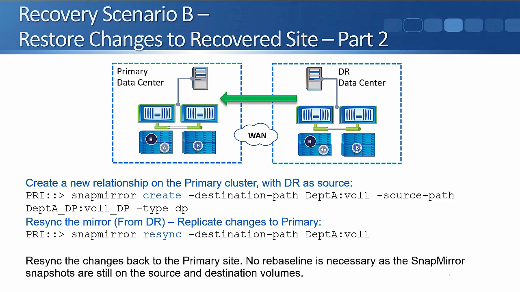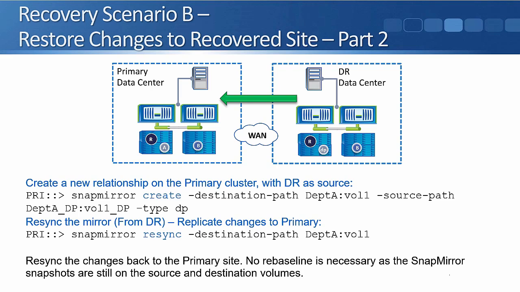Then, if we were doing the initial setup, the next command would be a SnapMirror initialize, and that does the initial baseline transfer. But we don't need to do that here because we've still got the snapshots on the primary and the DR site, so we can use those to just replicate the incremental changes across. To do that, again on the primary site, we do the command SnapMirror resync and specify the destination path. This will now replicate just the incremental changes from the last week that happened in the DR site back over to the primary data center. So we don't need to do a complete rebaseline again.